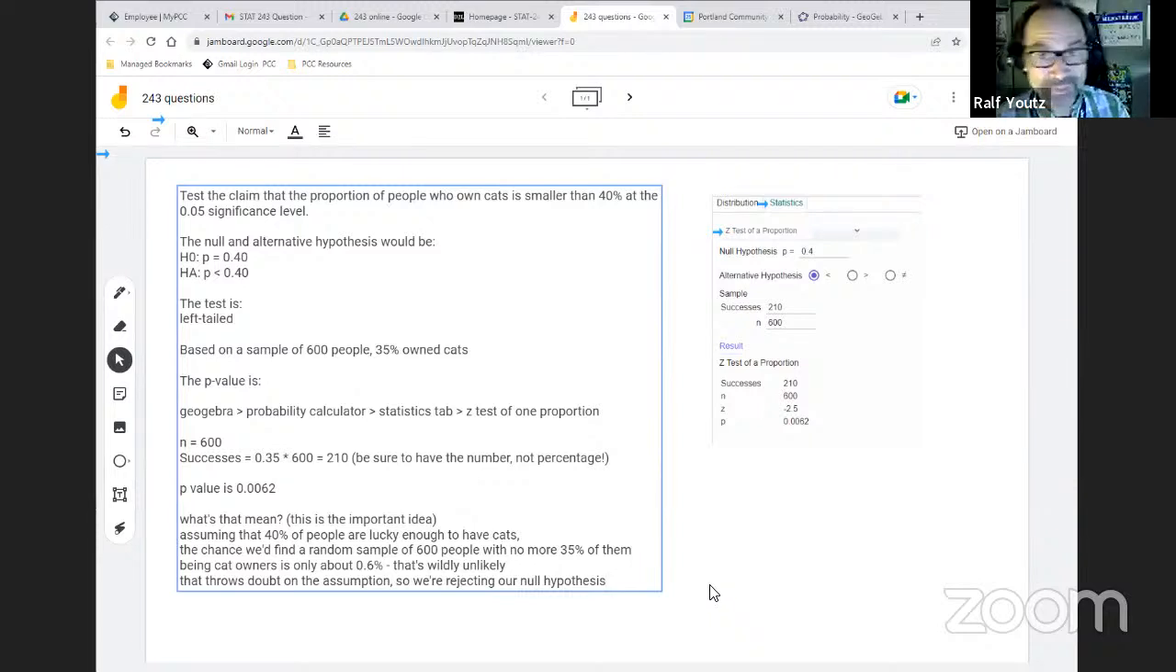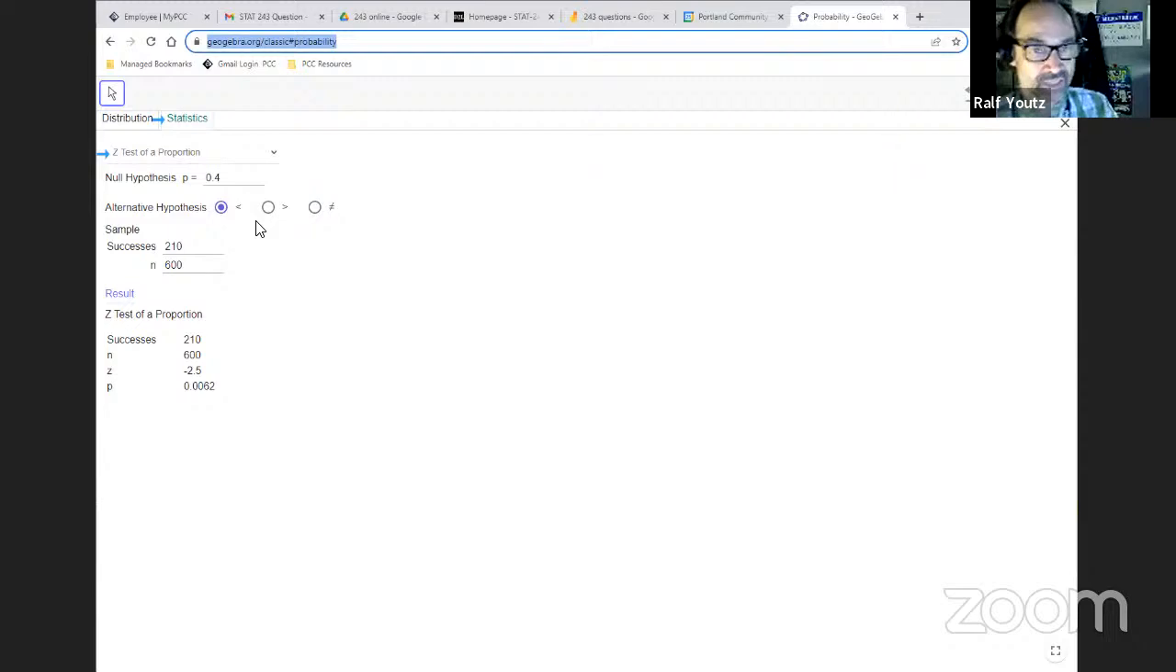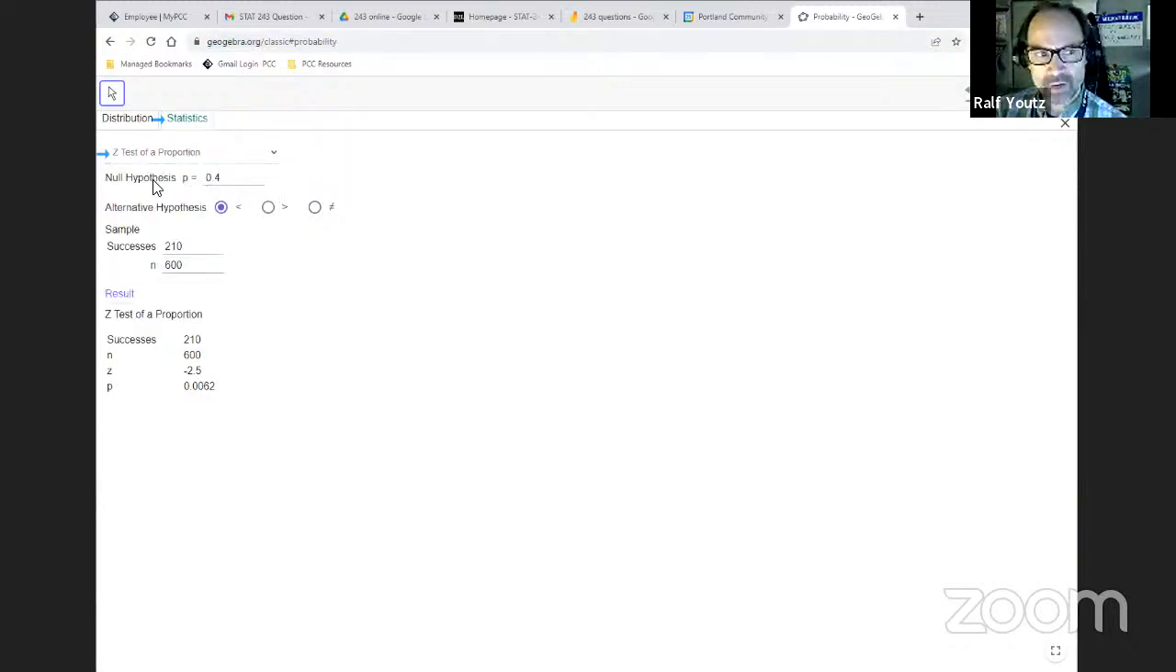I hope that helps with the GeoGebra work. Again, big moves, geogebra.org/classic #probability is your webpage. Make sure you're on the statistics tab. Double check that you're at z-test of a proportion in the menu. Set up your hypotheses correctly. Make sure it's the whole number for successes. And then this machine should give you back a lovely p-value rounded correctly at 4 decimal places. Great question, and I hope that was helpful.